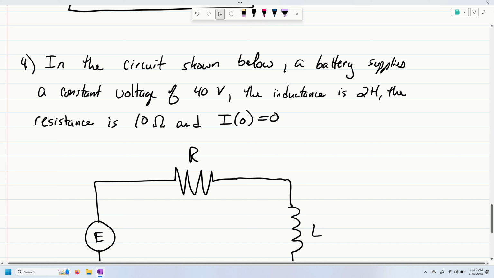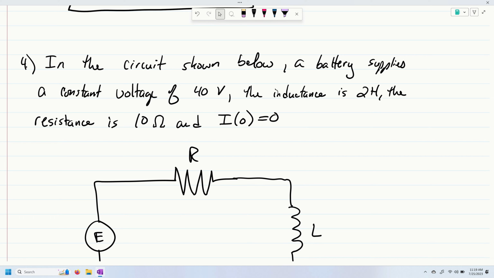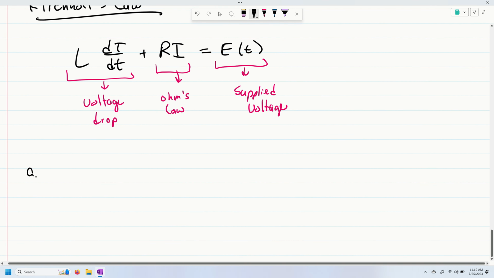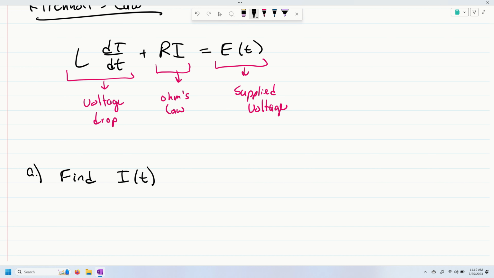So with our problem up here, we're going to do this in like 2 steps. The first thing that we're going to want to look at is part A. We want to find I of t. We want to figure out, since this is a differential equation, what is that mysterious function of I? So to do this, all we have to do is just write down what we know and then go ahead and solve.